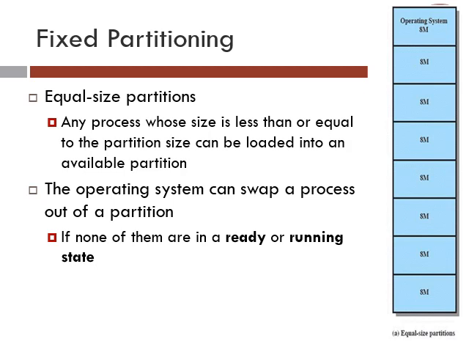The figure shows the main memory divided into partitions of 8 megabytes each. The OS is given a partition of its own of 8 megabytes. These are equal size partitions. Any process whose size is less than or equal to the partition size can be loaded into an available partition. The operating system can swap a process out of a partition if none of them are in a ready or running state.